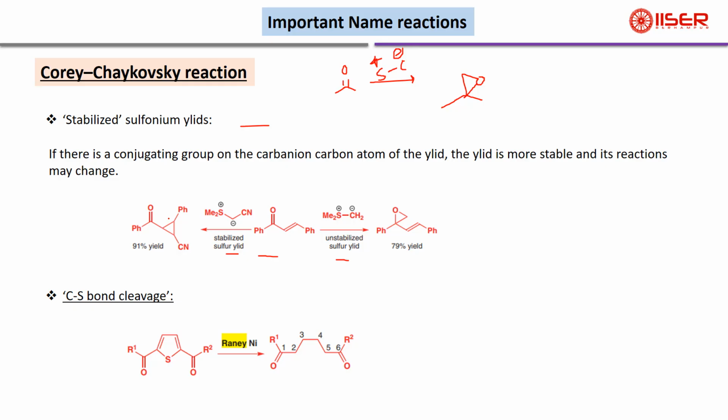Okay, so this is the difference. If you have a simple aldehyde or ketone, it will always give an epoxide. It doesn't matter which type of ylide you are using. But if you have an alpha beta unsaturated aldehyde, and you use an unstable sulfur ylide, it will give an epoxide. But if you use a stabilized ylide, it will form a cyclopropanation of the alpha beta unsaturated double bond. So this is called the Corey-Chaykovsky reaction.